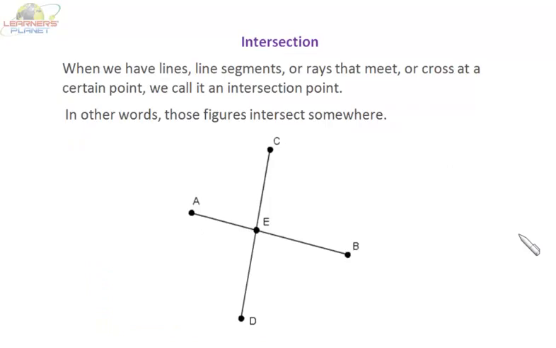Now let's see what is an intersection. When we have lines, line segments or rays that meet or cross at a certain point, we call it an intersection point. Here we see two line segments, that is AB and CD, and they are intersecting at a point E. Here the point E is known as the point of intersection. Okay, and the lines are going to intersect somewhere, unless some specific condition is there.